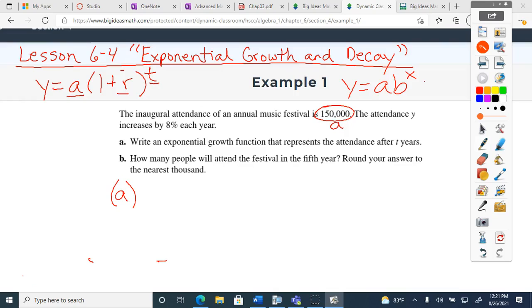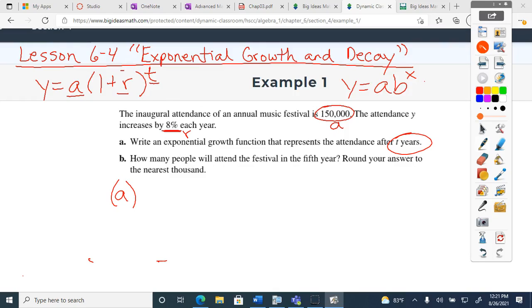It increases by what? 8%. What is that? R. That's my R. That's the rate at which it's increasing, okay? Does that make sense? And then they want us to write an exponential function in T years. Did they tell me how many years yet? No, not in part A. They will in part B, but in part A, we're just going to leave T as T.